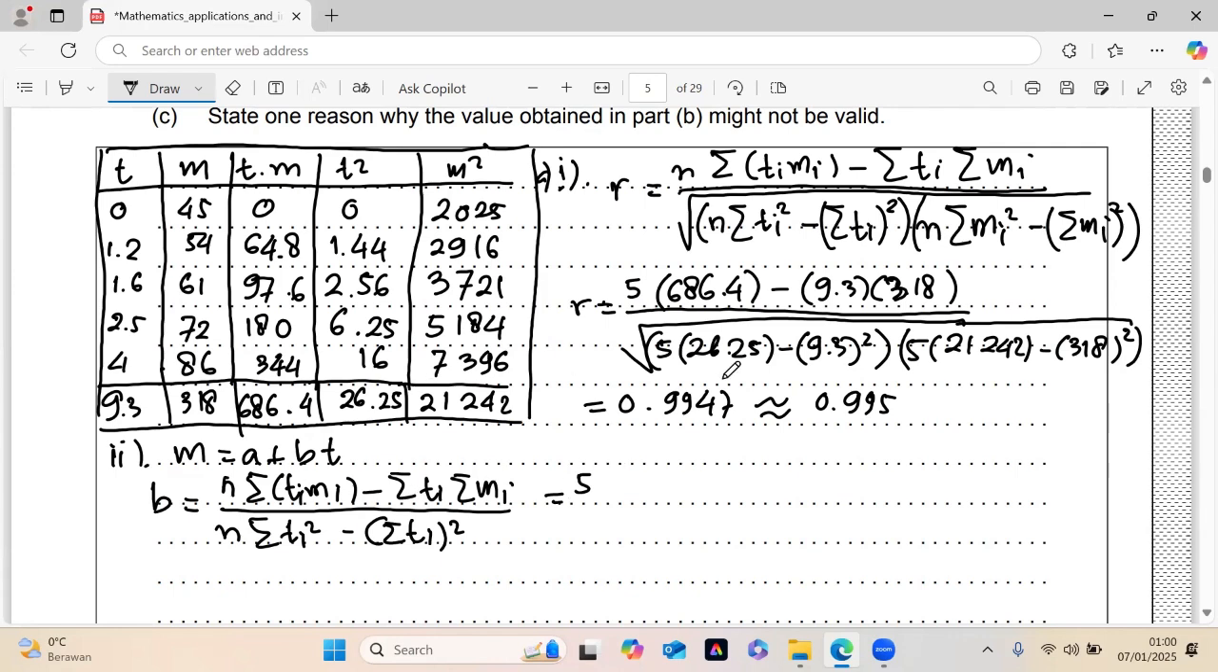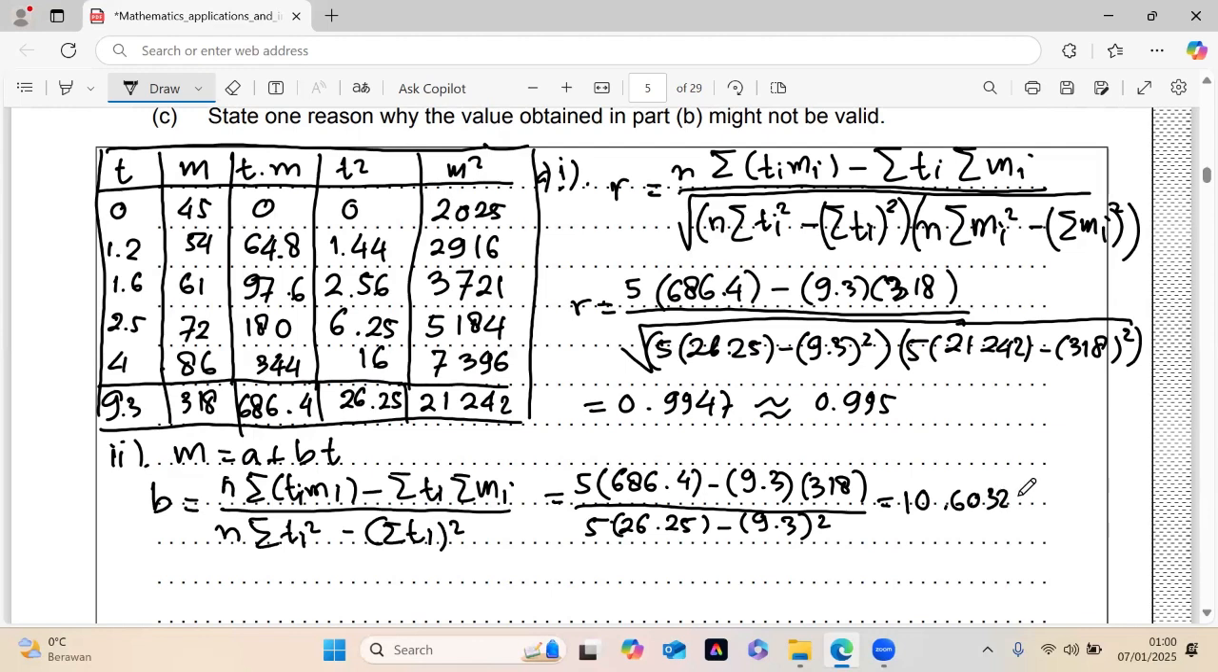So it becomes, substituting these numbers, 5 times 686.4 minus 9.3 times 318, over 5 times 26.25 minus 9.3 squared. And if you calculate, the result is 10.6032. Round off becomes 10.6. That is B.